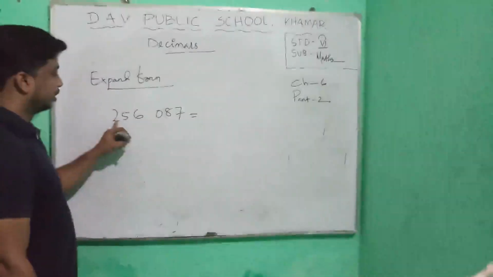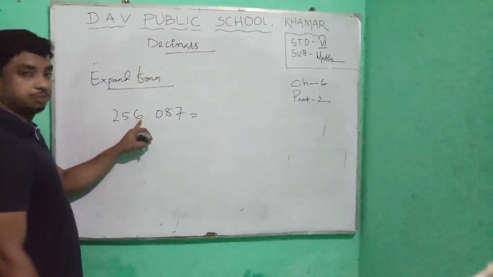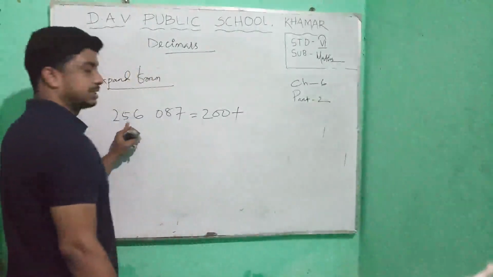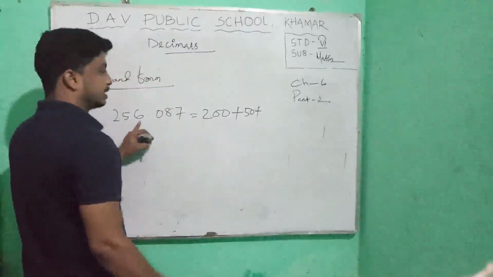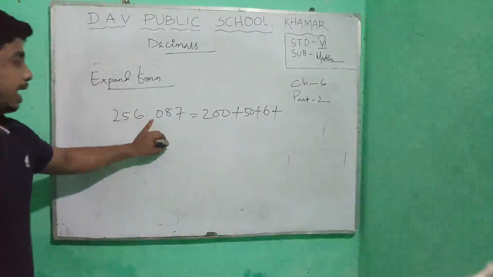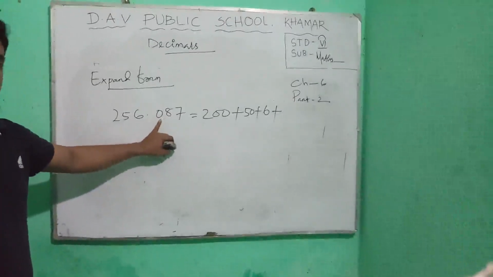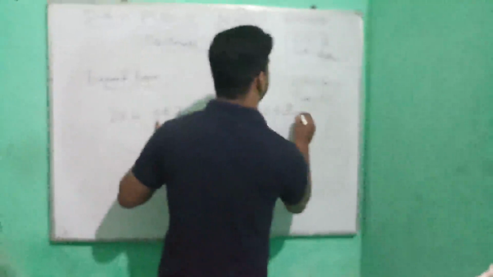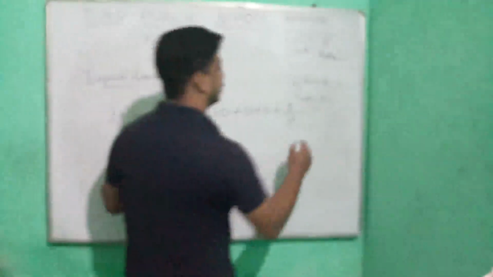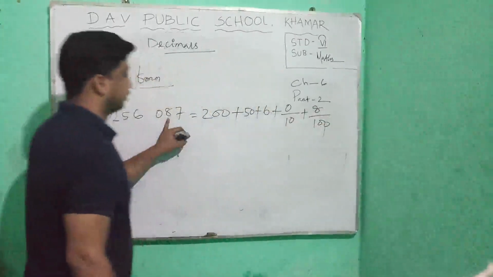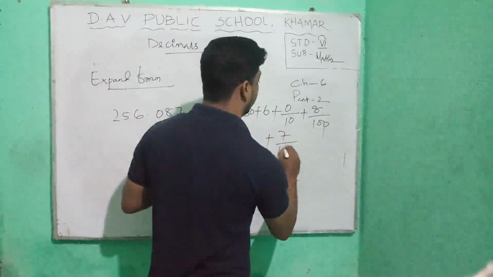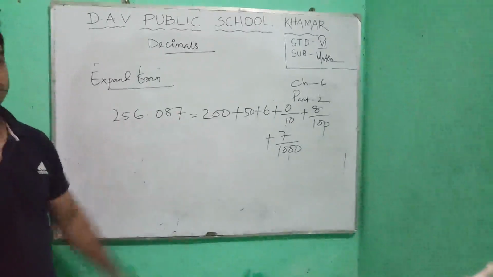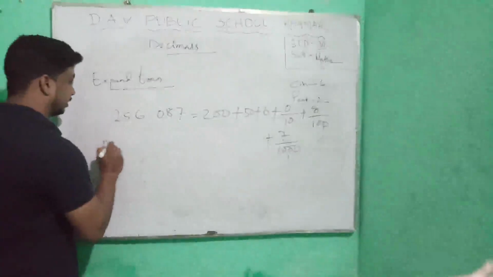256.087. If you have to write it in expanded form, how do I write? Then see the code. This is 2 in the 100's place, 10's place, 1's place. This is 200. Okay? Plus 5 tens, it means 50. 6 ones, it means 6. Then after the point, it is 10th place, 100th place, and 1000th place. So 0 tenths, this means 0 by 10. After point, okay? Then 8 hundredths, 8 by 100. Then 7 thousandths, 7 by 1000. Okay? So this is the exponent form of 256.087.